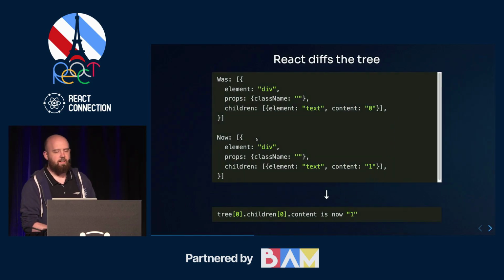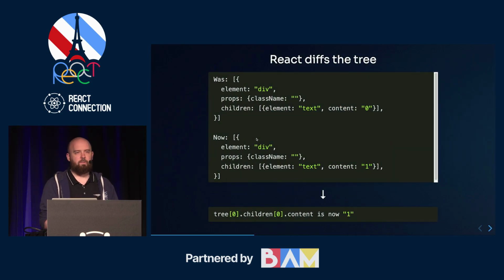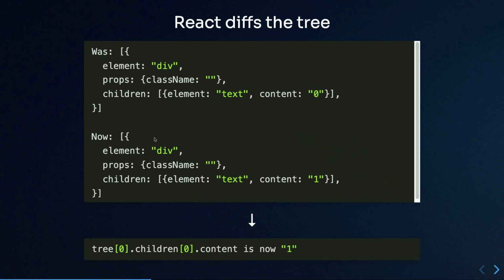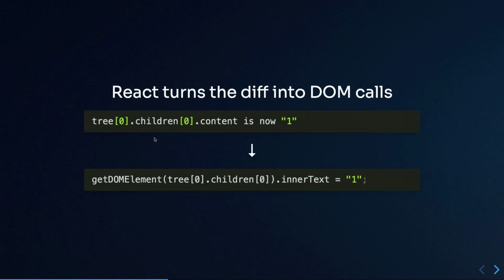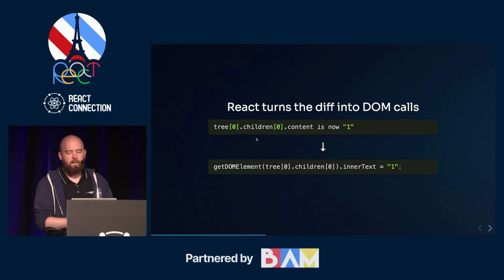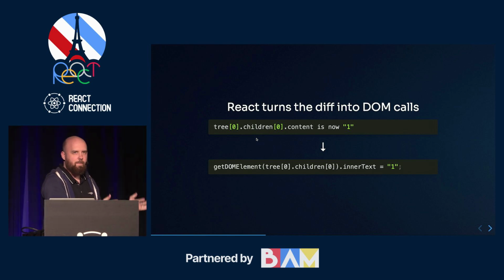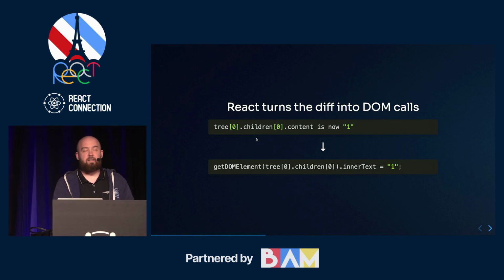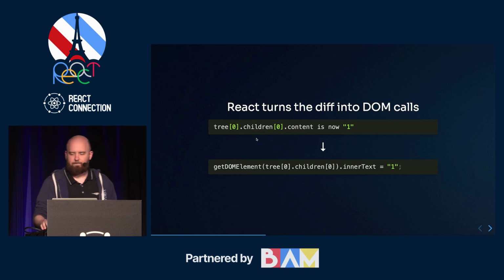And this JS object is then diffed by React in order to extract the changes that occurred between one render and the next. So for instance, here we see that React notices that only the content changed. So it generates a diff that contains only this one property needs to change. Then this diff is turned into a DOM call. In this case, it's a getDOMElement.innerText. So this is very schematic. Of course, there is no getDOMElement function, but you get the gist.